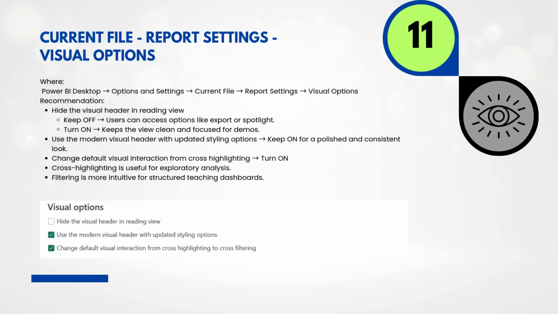First, the visual header in Reading View. This is the little toolbar that appears at the top of each visual with options like Export, Spotlight, or Focus Mode. If you keep it off, users can access those options. Example, imagine a manager wants to export a chart to Excel or spotlight a KPI during a meeting. With the header visible, they can do that easily.